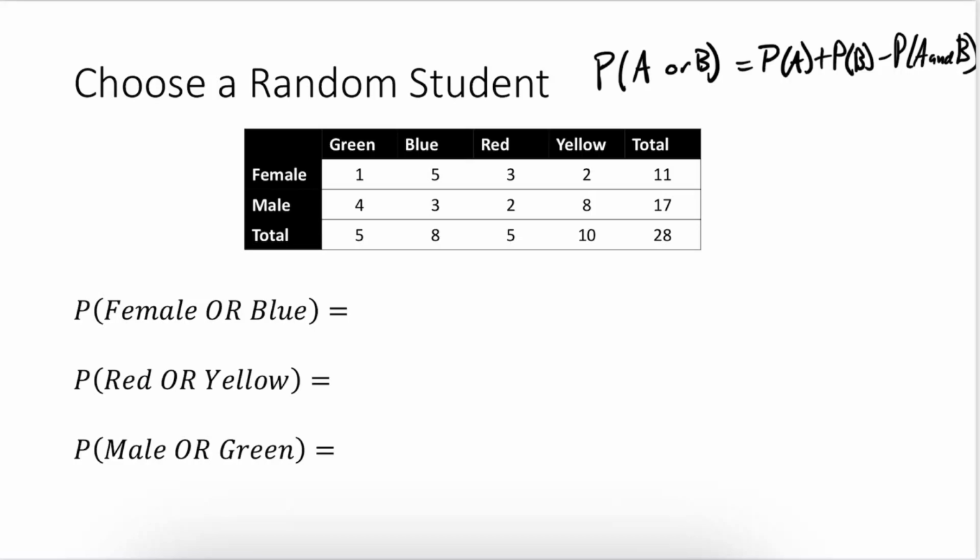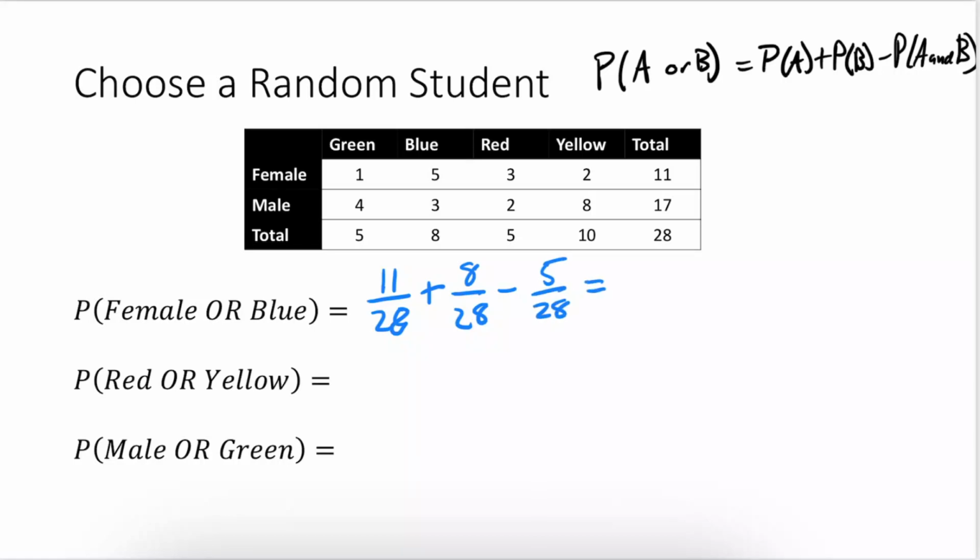All right, so on this first one, we're trying to find the probability of choosing a random student who is female or that the student's favorite color is blue. So the way we would calculate this is we would say, okay, well, the number of females we have is 11 out of the total number of students, which is 28. So that's the probability of the first one. Then I would add the probability of choosing a student whose favorite color is blue, which is 8 out of 28. And then I need to subtract the probability of choosing a student who is female and their favorite color is blue. So I'm going to subtract 5 out of 28.